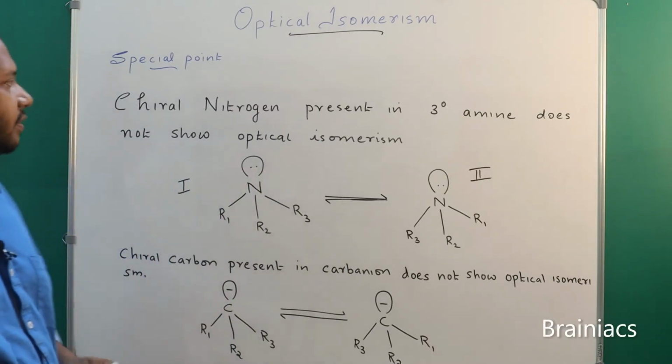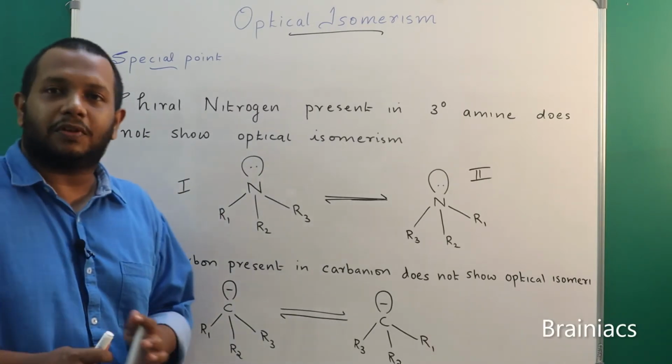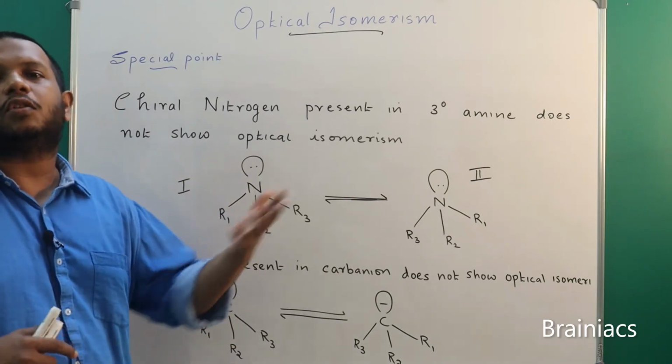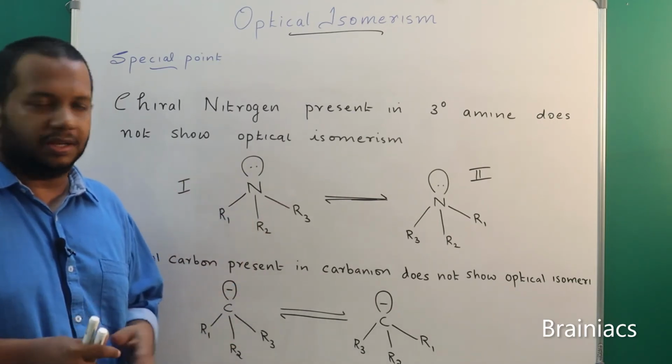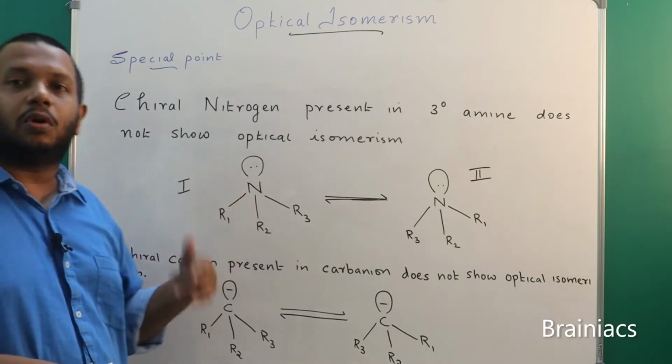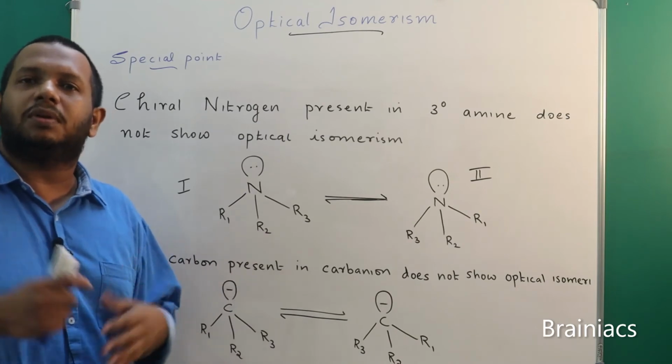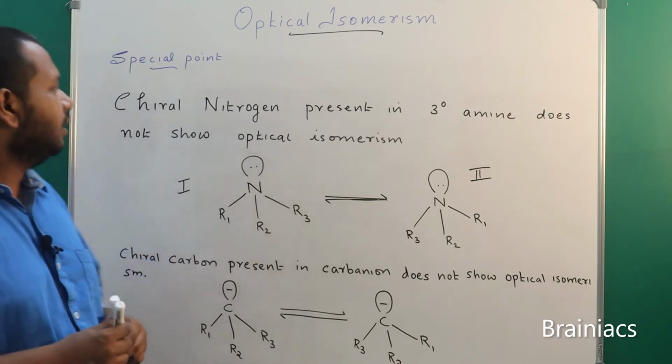So next to discuss the third special point here. The first two special points were where there were no chiral carbon atoms and the compounds were exhibiting optical activity. Now I am going to talk about those compounds which have chiral carbon atoms, but still will not show optical activity. Let's see one example.